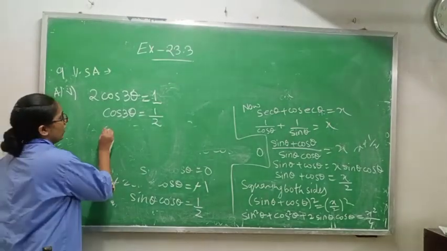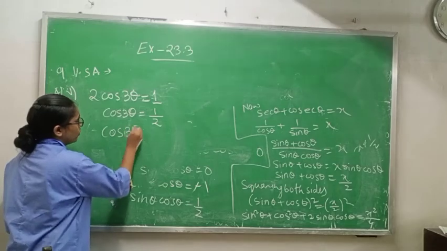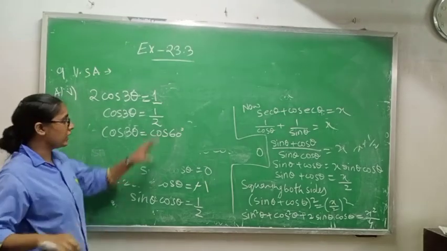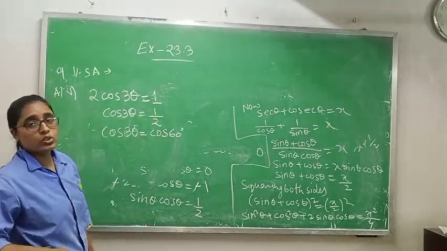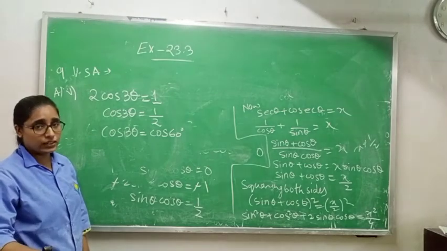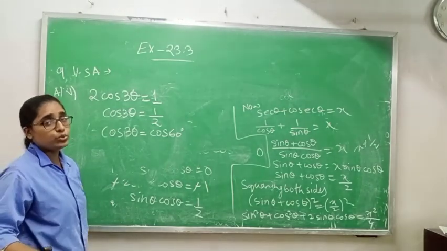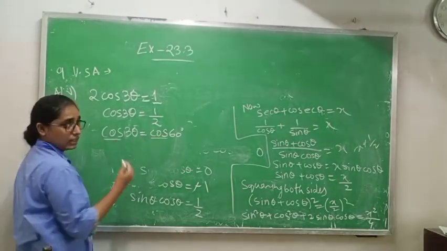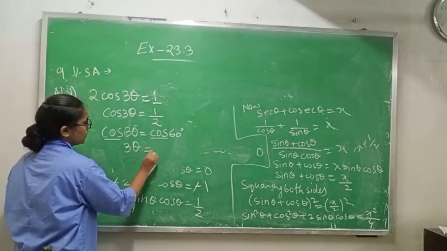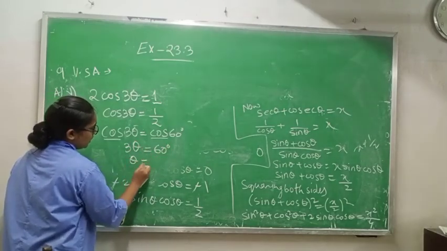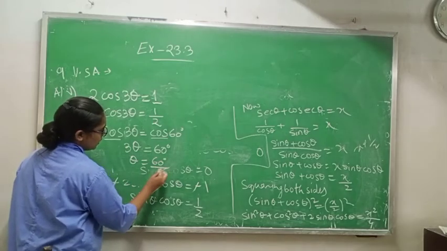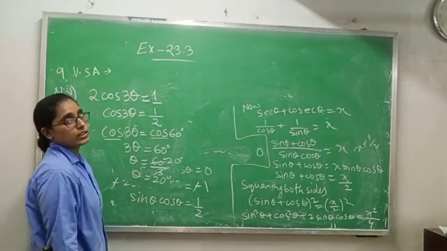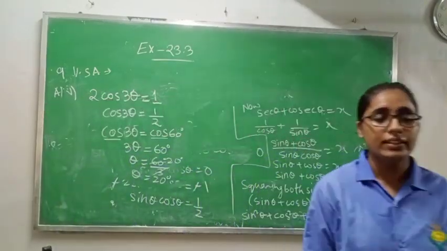When you go to that chart, you can see that cos 60 degree value is half. So in place of 1 by 2, I can write cos 60 degree, because we need only the theta value, not cos. So I have to remove cos. In place of half, I am writing cos 60 degree. Now see, cos will nullify and you will get 3 theta equals 60 degree. Theta equals 60 degree by 3. 3 1s are 3, 3 2s are 6. So theta equals 20 degree. Value of theta equals 20 degree.